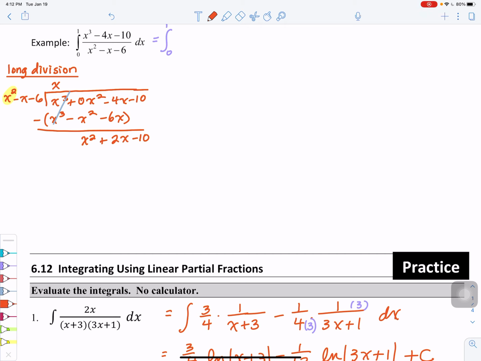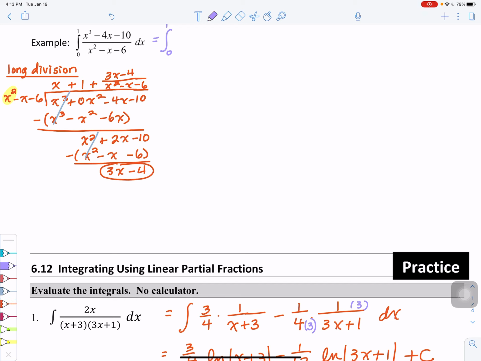Now, we can keep going because we can multiply x squared by 1. So x squared minus x minus 6. Subtract everything. We planned that one. So 2x plus x gives you a 3x. A negative 10 plus 6 gives you a negative 4. So this is our remainder. And so actually, we have plus 3x minus 4 over x squared minus x minus 6.